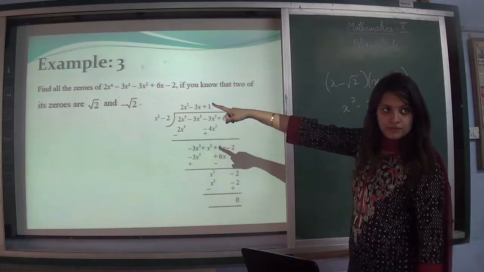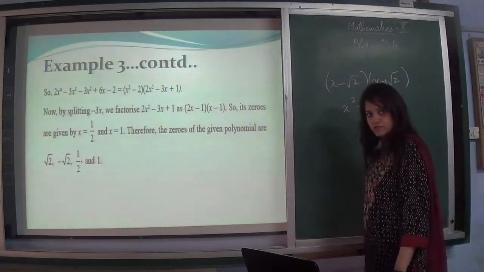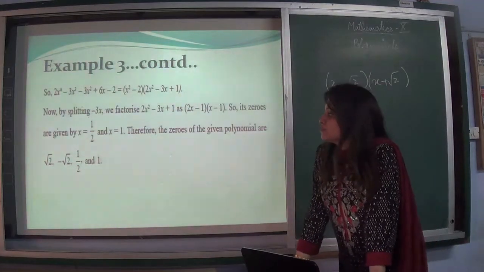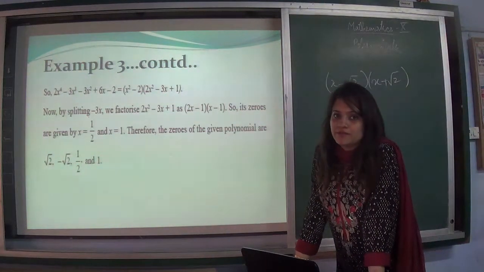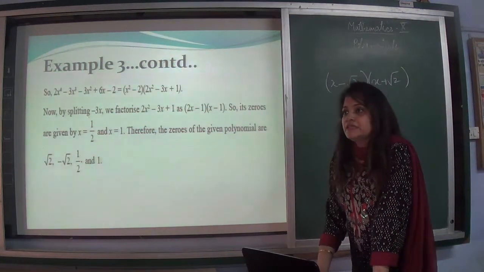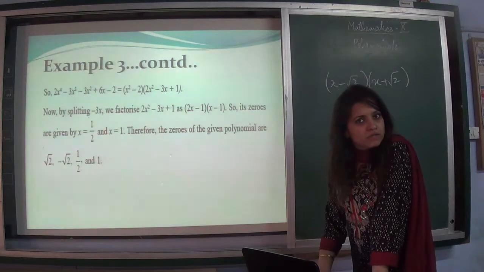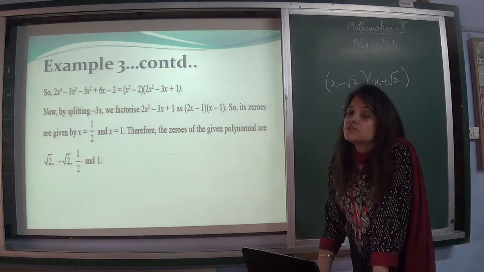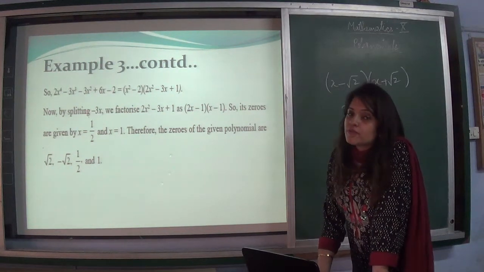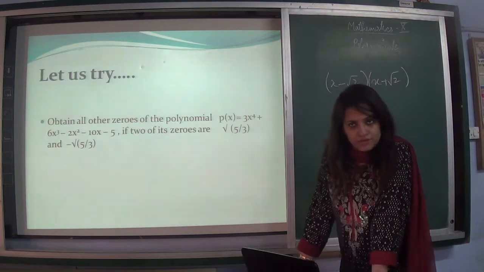Find all the zeros. 2 we already have, the other 2 we get, and hence all the 4 zeros are root 2, minus root 2, half and 1. Right? This is a pretty important type that encompasses all the division algorithms, all the concepts of factor theorems, in fact some concepts of zeros of a polynomial also all into one. Let us try this together.